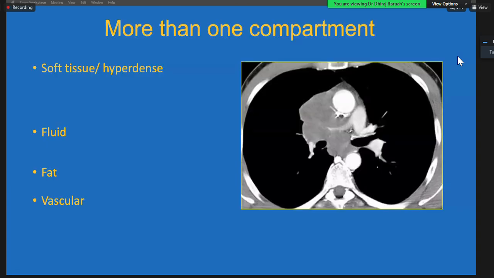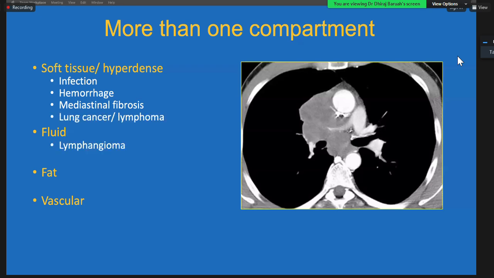Since there are no tissue planes separating the mediastinal compartments, there are lesions that do not respect our approach to the mediastinum. These lesions tend to occupy more than one compartment, and they include soft tissue or hyperdense content on CT, like infection or hemorrhage, mediastinal fibrosis, lung cancer or lymphoma. If it is fluid density, you have lymphangioma, particularly in the pediatric age group, and then mediastinitis. Fat, you have liposarcoma, and then vascular, you have hemangioma.